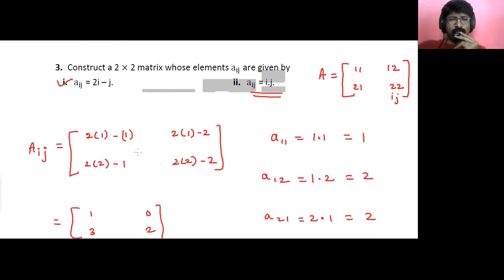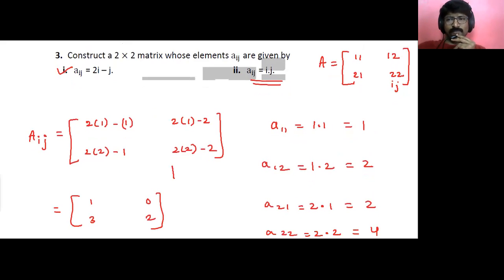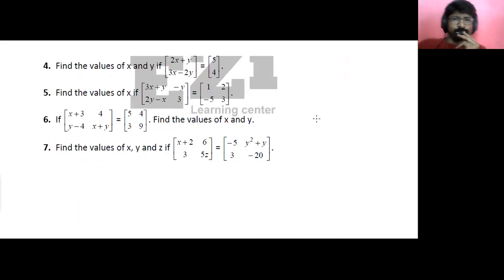I hope you understood and you enjoyed learning this type of sum, and I hope you finished doing this in your book as well. If you've finished it, that's really nice. If you've not finished something, you can pause the video over here and copy it. Let's move ahead to the next question, question number 4.